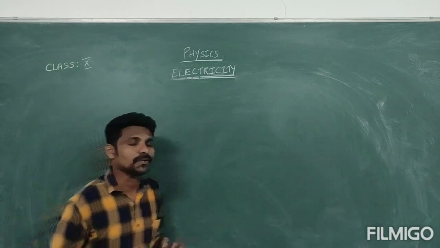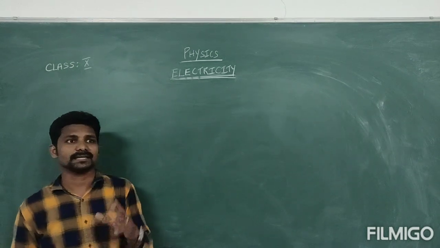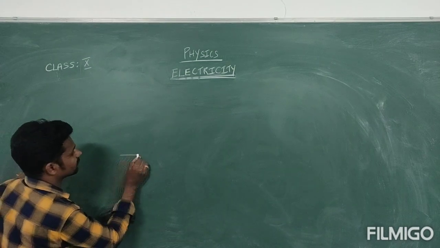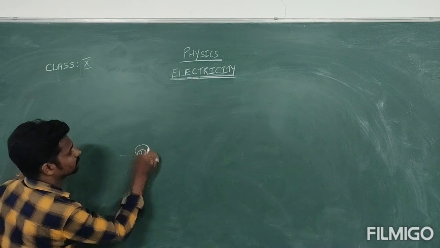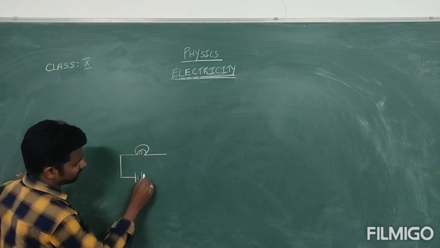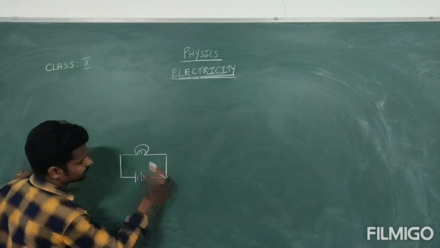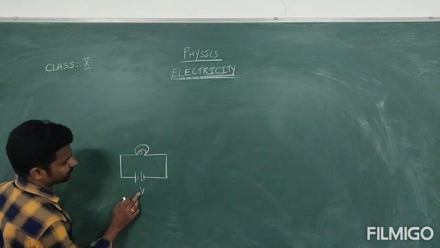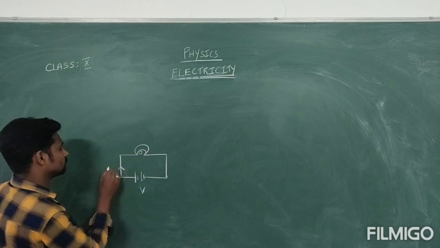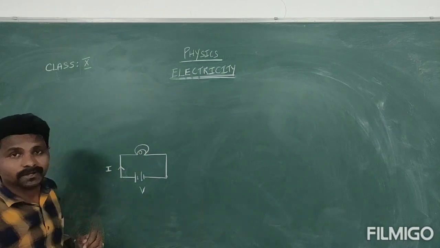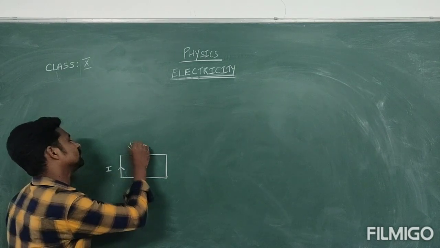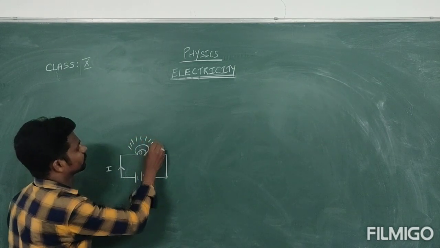Say for example, let us take one electrical device, any one device. For example, an electric lamp. You know this is the symbol of an electric lamp. It will be connected with the battery. For example, the potential of the battery is V. Now, in the circuit, the current flowing is I.